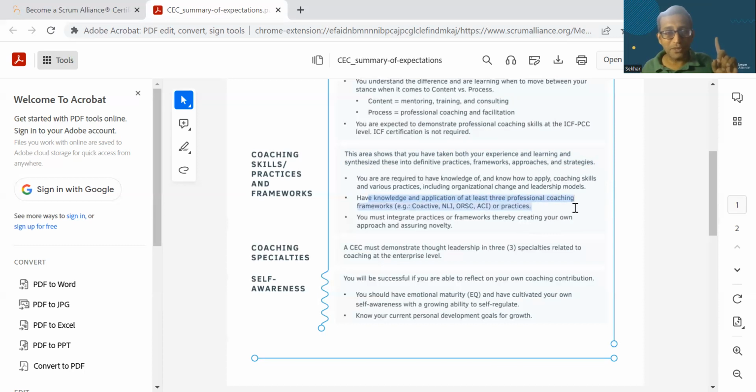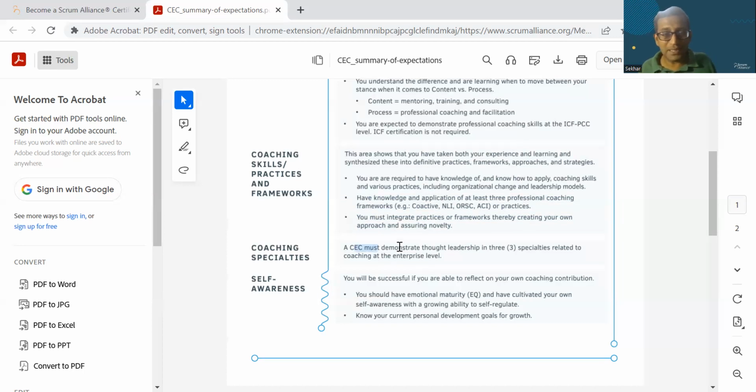Also have knowledge of at least 3 professional coaching frameworks, for example Co-Active, NLI, ORC, ACI, or any other practices. And you must integrate practices or frameworks, thereby creating. So it's like, are you naturally very creative? You might be reusing or borrowing something from somewhere, but are you really creating your own, or really customizing your own? What is your own uniqueness that you are bringing to the table? That is something which I look for.